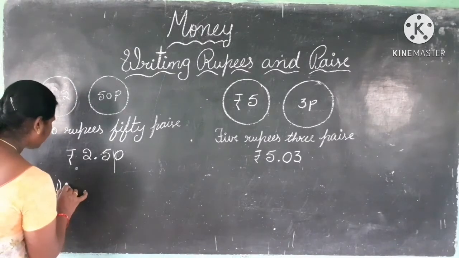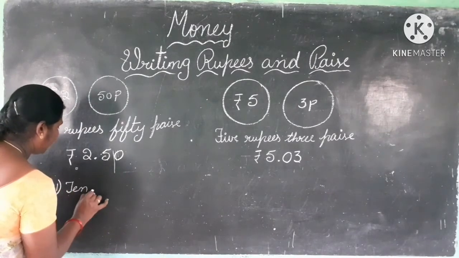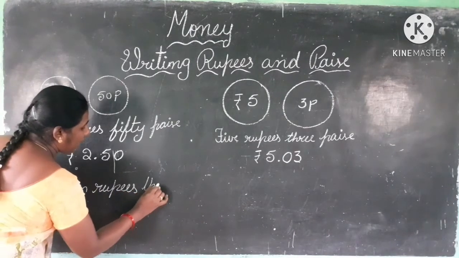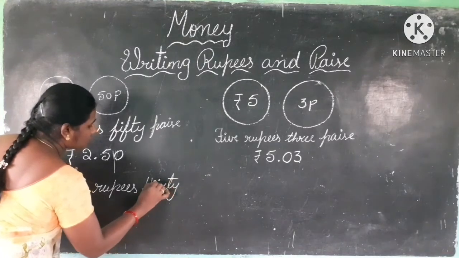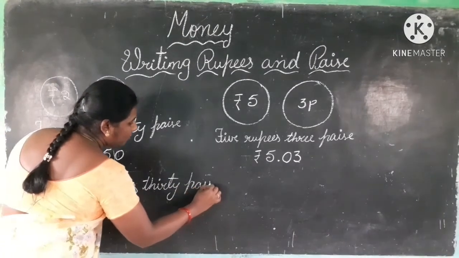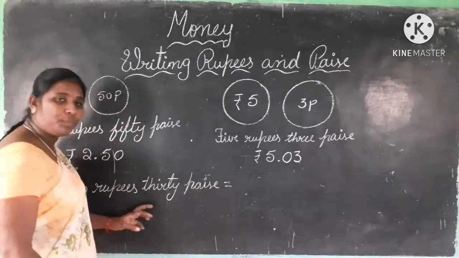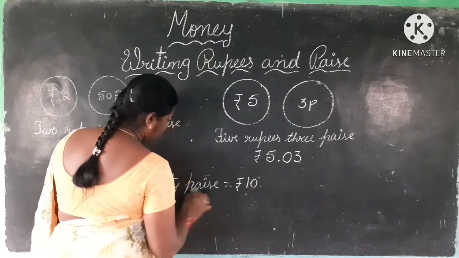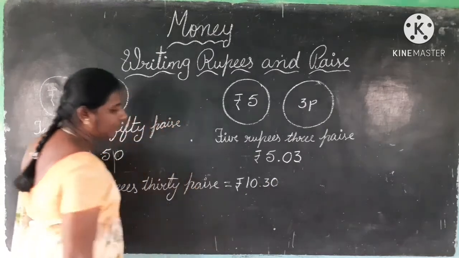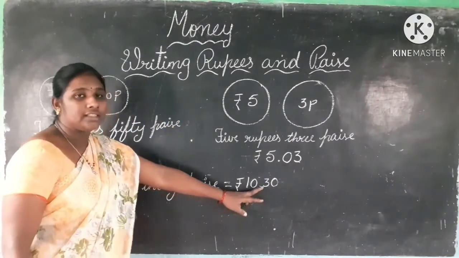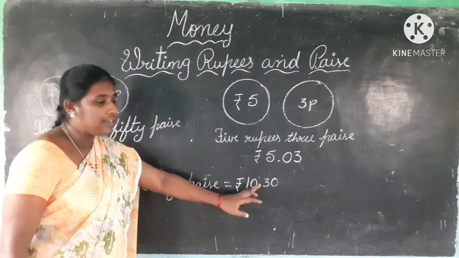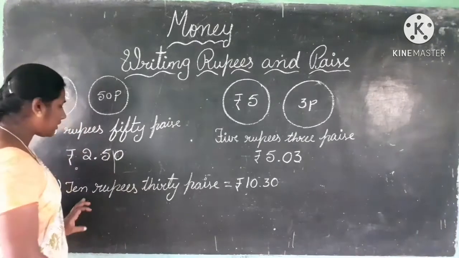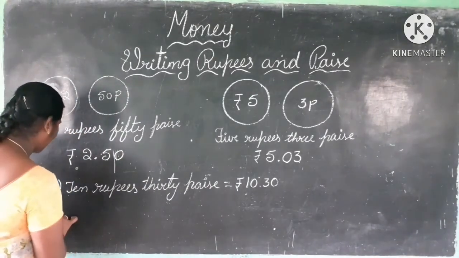Suppose 10 rupees 30 pies. They gave it in words; how should we write in figures? Rupees 10 dot 30. I said before, the dot separates rupees and pies. The left of the dot indicates rupees, the right of the dot indicates pies. So 10 rupees 30 pies. Next, one more.